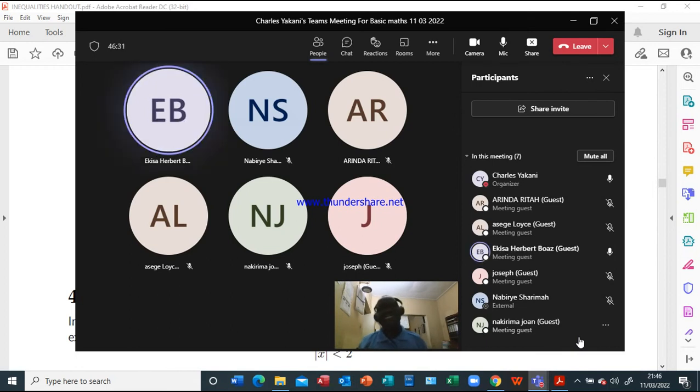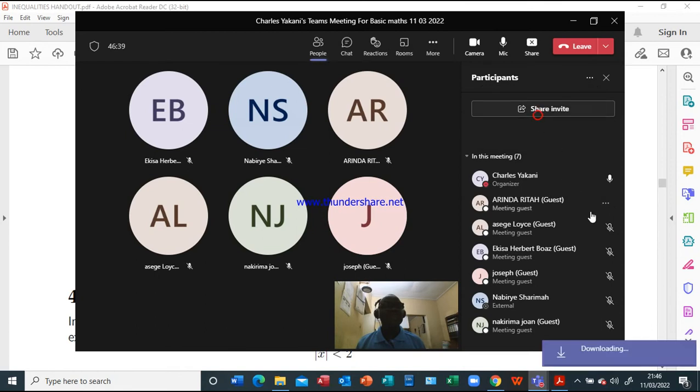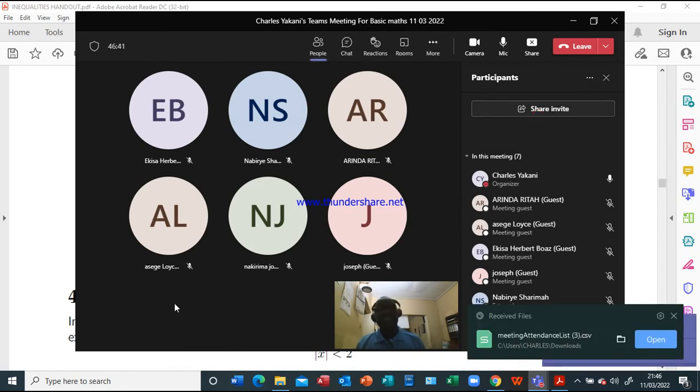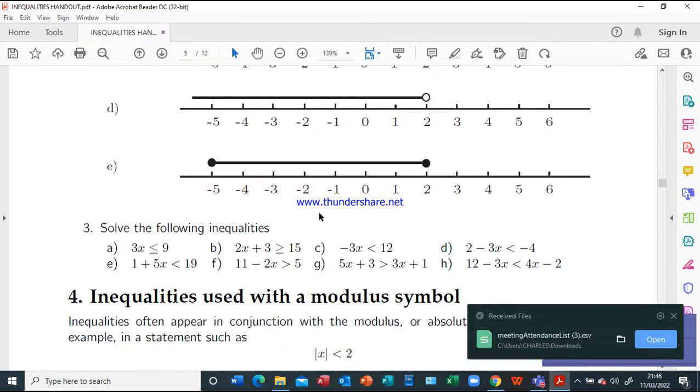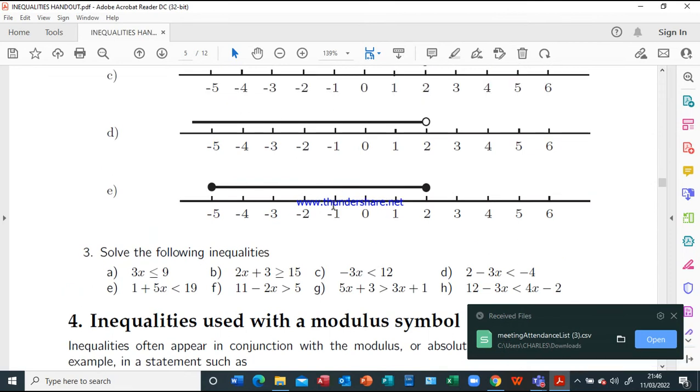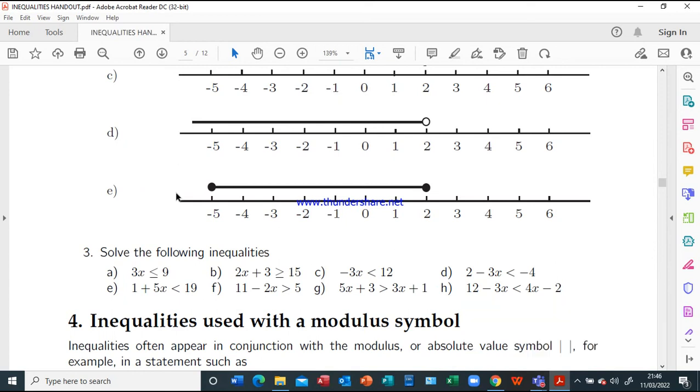Okay, so that's how you will represent it on your number line. Numbers which are more negative are definitely smaller. So that's how you would put it on the number line. For example, let me just use this number line on E. Are you seeing the number line on E here?